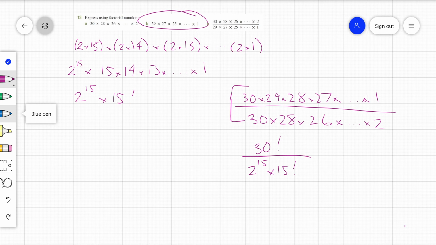And so the same with C. I've got the evens up to 30, 30 times 28. That was the answer for A. Divided by 29, that was the answer for B. So I'm doing the answer for A divided by, so here's the answer for A.